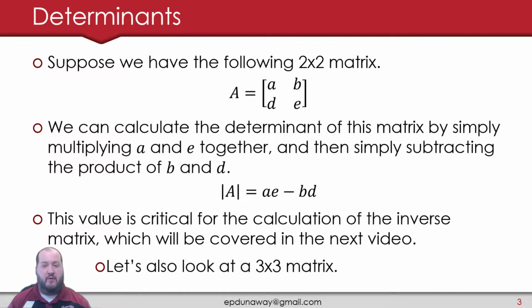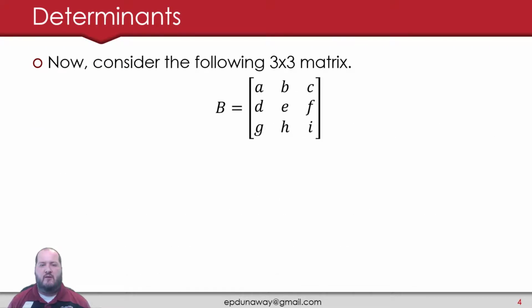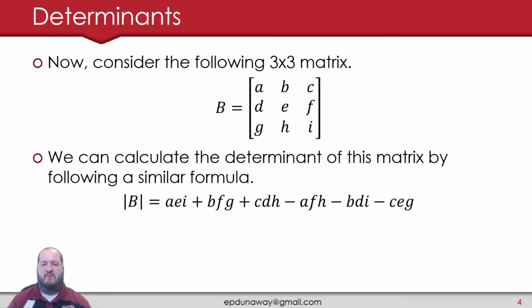So that's all there is to it, but let's do a 3x3 matrix because this is a bit more complicated as well. So anyways, here's our 3x3 matrix right in here, matrix B, and that's A, B, C, D, E, F, and G, H, I. And again, it's going to have a formula. It's going to rely on positive and negative diagonals, but it's a bit more complicated this time. So the determinant for matrix B is going to be A times E times I plus B times F times G plus C times D times H minus A times F times H minus B times D times I minus C times E times G.